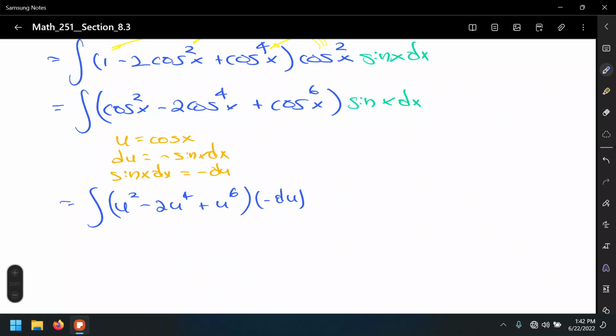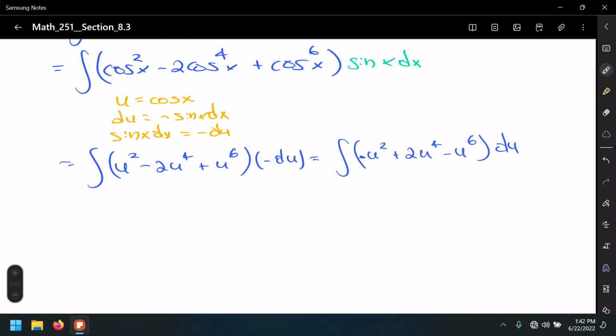Now, before integrating, how about we use this negative sign to change the sign of these 3 terms inside of the parentheses. Okay, so that's going to be the integral of negative u squared plus 2u to the fourth minus u to the sixth du. And from here, we can just use the general power rule 3 times, one for every single term. All right? Let's see. So that'll be negative u to the third over 3 plus 2u to the fifth over 5 minus u to the seventh over 7 plus c.